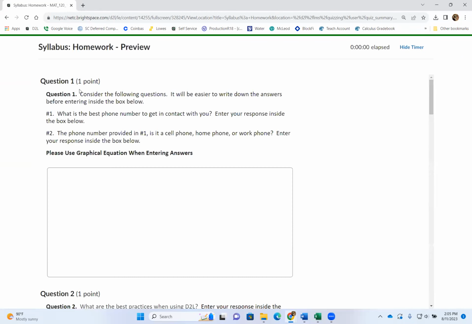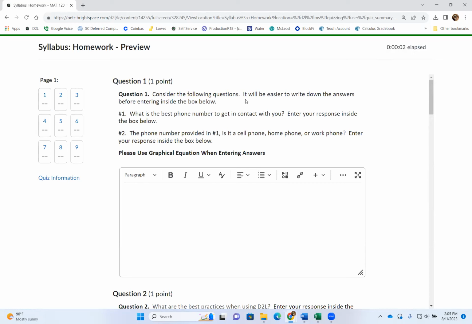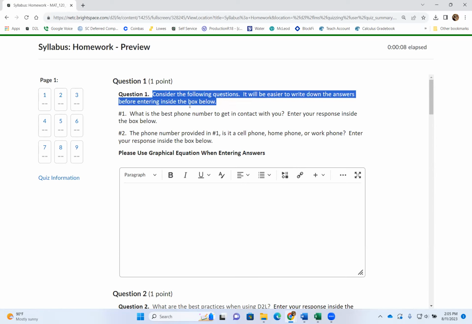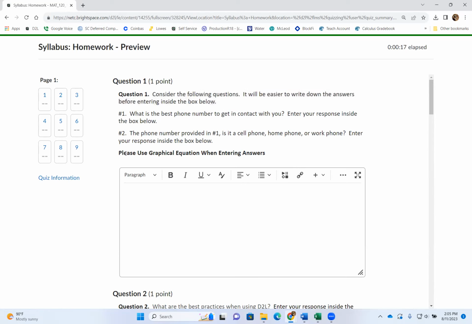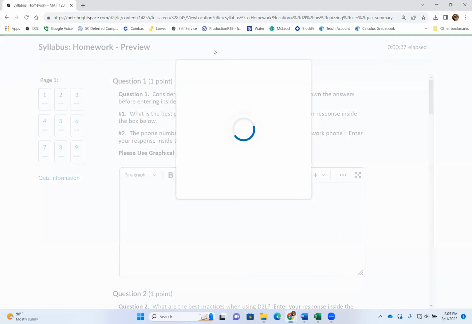Question number 1. Consider the following questions. It will be easy to write down the answer before entering them inside the box below. A lot of homework questions throughout the semester have this instruction on it. That simply means write your answer on a piece of paper before you enter it. It'll be easier that way. A lot of questions will have this instruction as well: please use graphical equation when entering answers. So to access this graphical equation, we click on the plus sign, click on equation, click on graphical equation.